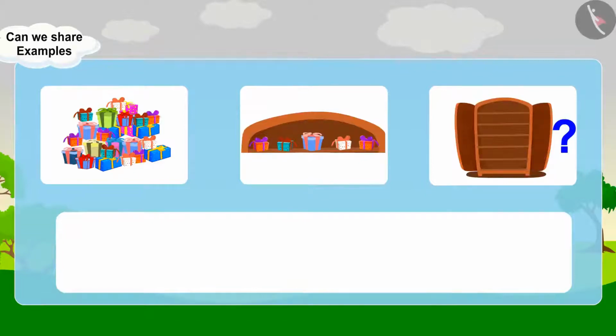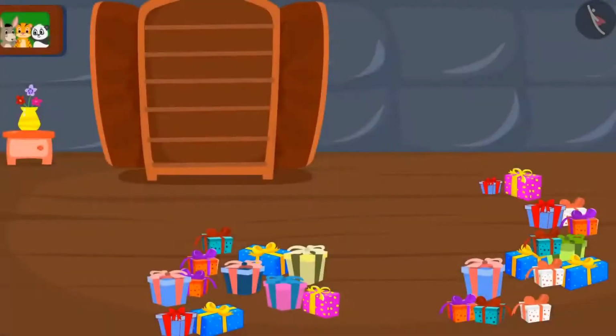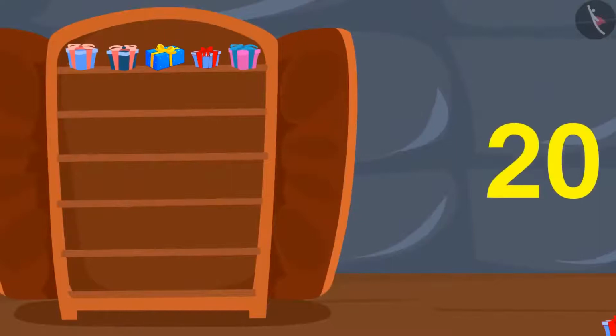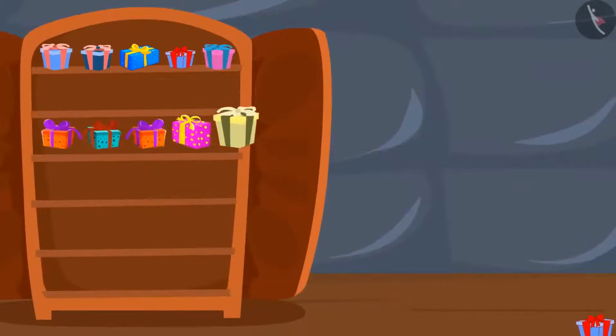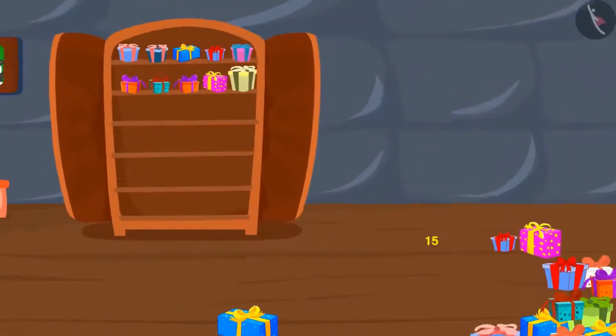We can write this question like this. 25 gifts divided by 5 gifts per shelf equals how many shelves? First, we will put 5 gifts on one shelf. Now, we have 20 gifts. Now we will keep 5 gifts on the second shelf. So now we have 15 gifts.